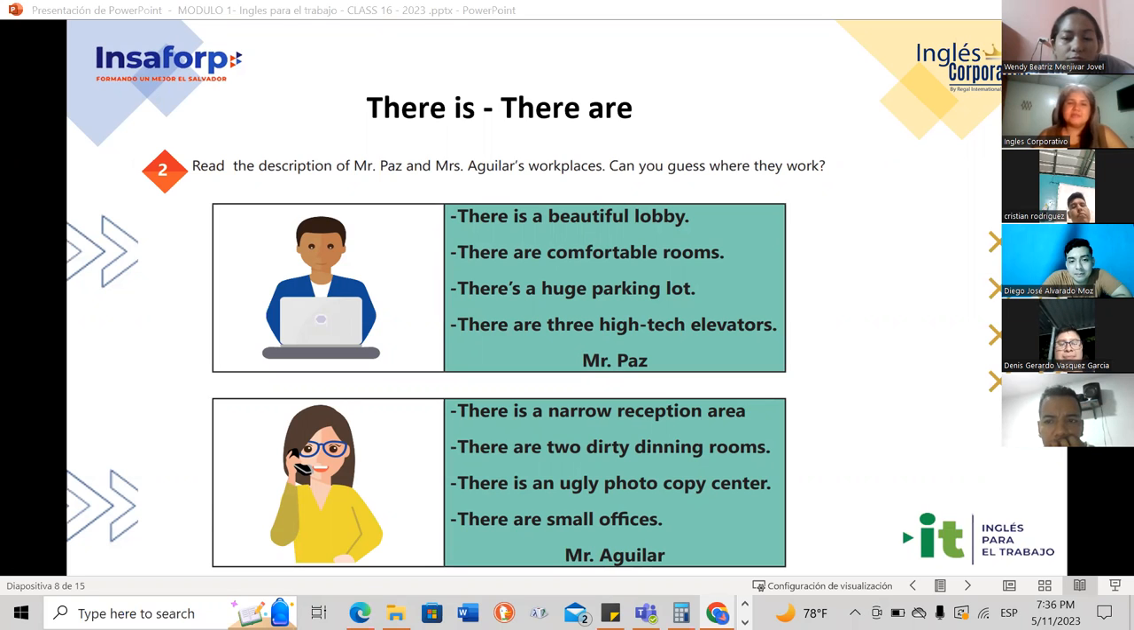Do you have questions about this? Huge means que es grande, huge parking lot. And narrow significa que es pequeño. Son otras formas de decir que las cosas son pequeñas y grandes, porque small es también pequeño. Pero narrow es como bien ajustado, como que sin espacio. Huge, suficiente espacio, or big. Es otra forma de decir que es grande. ¿Alguna otra pregunta?